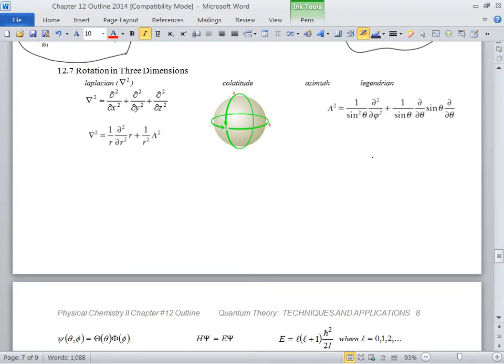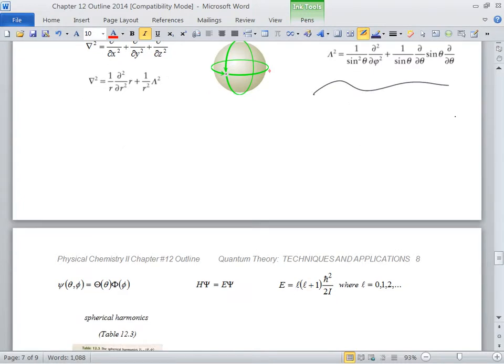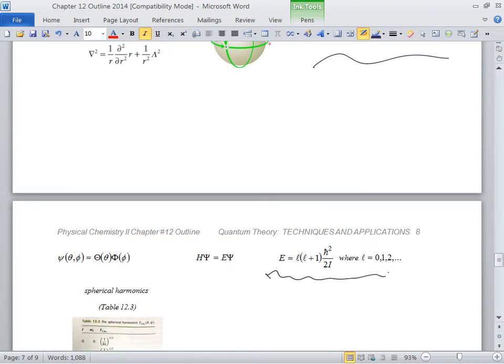And then we did 3 dimensions. Thank goodness we didn't have to do all this stuff, right? They just gave us the answers.